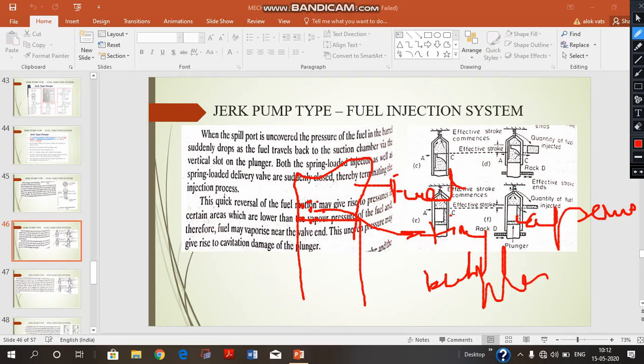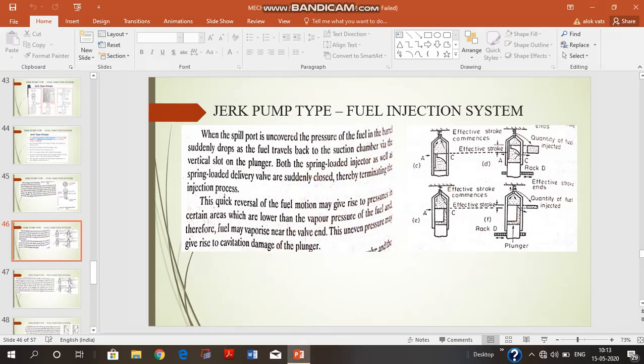So these bubbles also collapse. These bubbles collapse when the pressure further rises again, and due to their collapse a pressure wave is generated, and this leads to cavitation, and this wave could be dangerous for the plunger also. So that is why cavitation should be avoided inside the plunger.